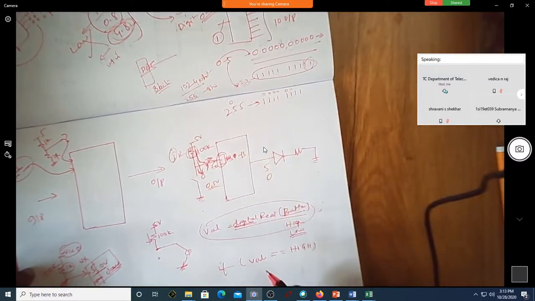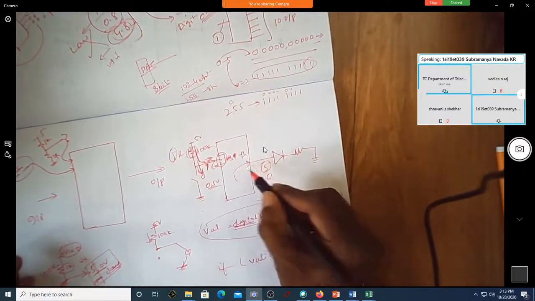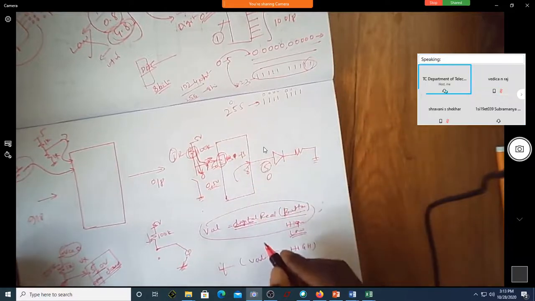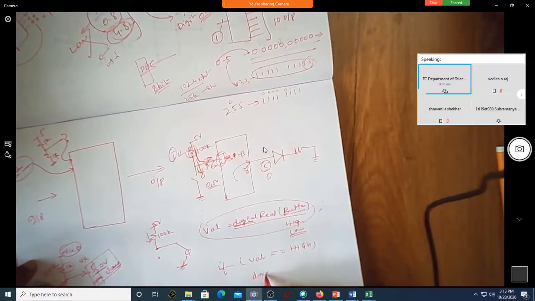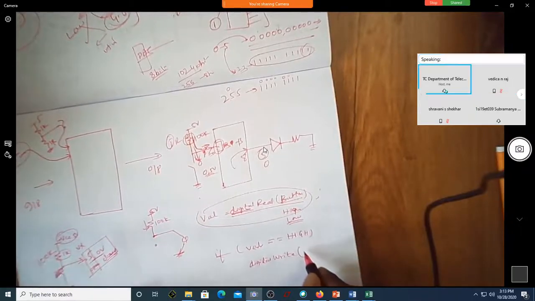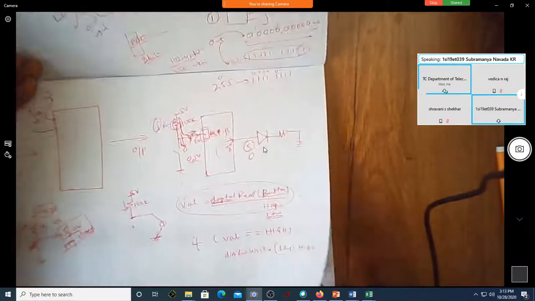So what do you mean by 5 volt? You need to write something, you have to write onto this. Assume that this is pin number 8. If val is equal to so and so, what do you write? Digital write, write what? Pin 8, that is LED, write high.